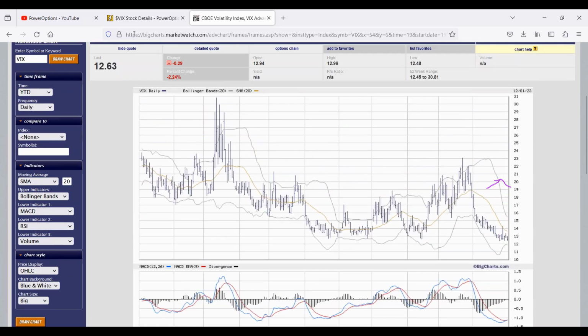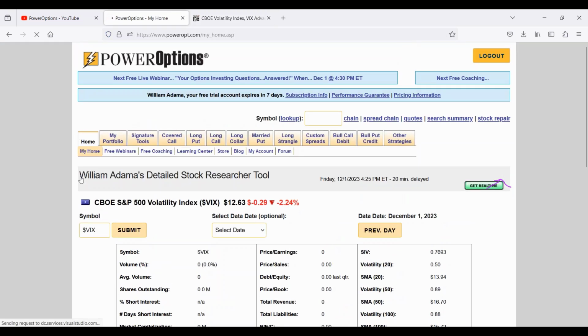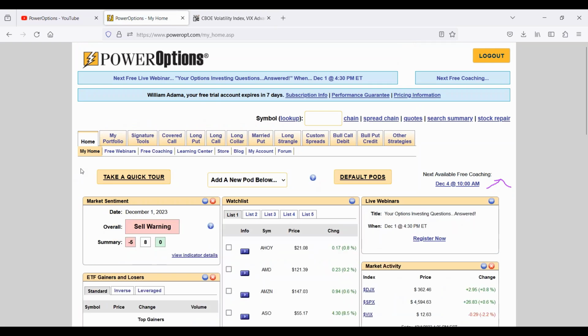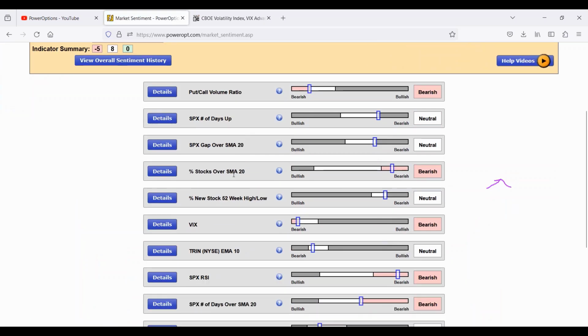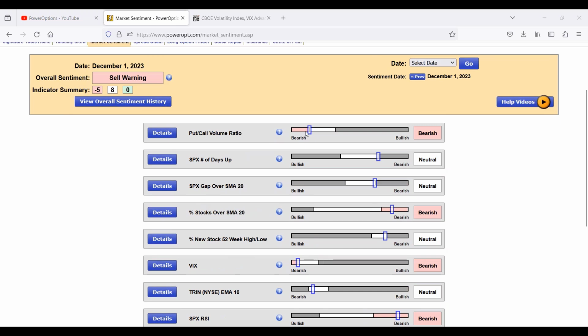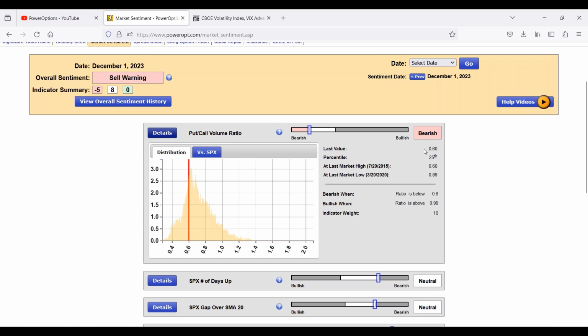All that being said, let's head back over to Power Options. Let's go to the homepage. I am seeing things right now in the market sentiment. We're holding a sell warning because of the strength that we've been at. This is a tool that shows us the 13 broad-based indicators that Ernie tested over time, looking through 40 to 50 different indicators and setting fences based on historical measurements of when these ratios show a bearish trend. When a put-call volume ratio reaches a certain fence, last value of 0.60 down here, that's where we are right now.